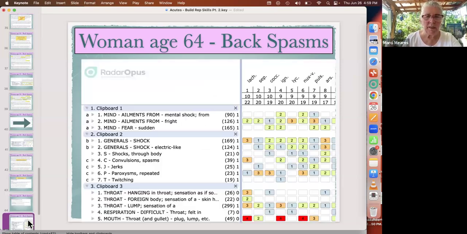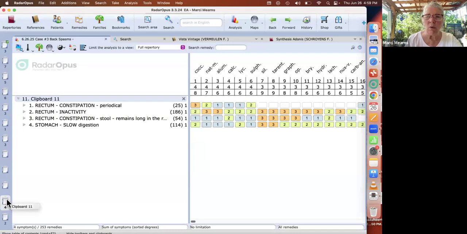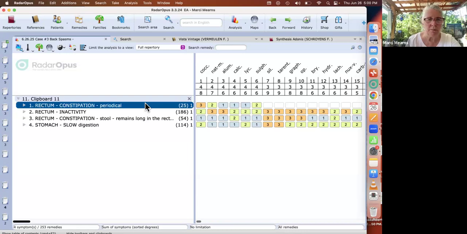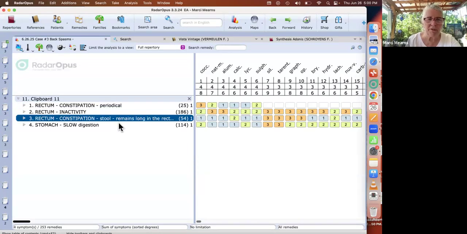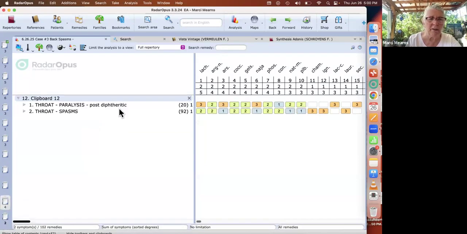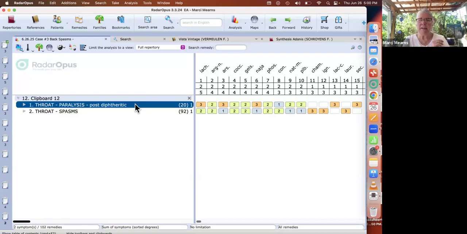So that's the case. And I gave you sort of a snapshot of everything. Now on this one, I believe I also pulled up some things of interest for you. I looked then at the constipation of cocculus. Look here, we have slow digestion, periodical constipation, stool remains long in the rectum. But this is the main thing. Remember, she said peristalsis is coming back, meaning it was gone for a while. And this is what's so fascinating. Spasms in the throat and post-diphtheric paralysis in the throat.